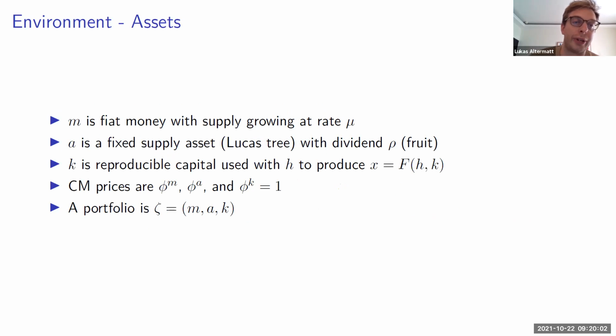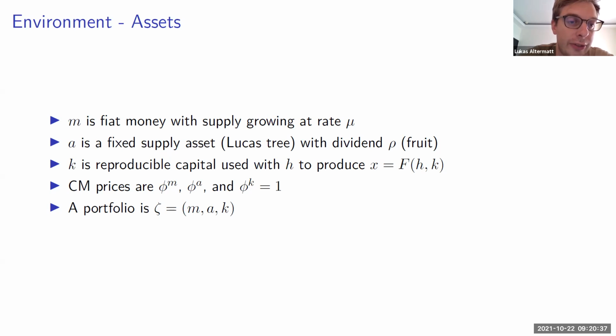Okay, so I already told you I have multiple assets, and I introduced capital already, so let me introduce money and assets now. M, money, is fiat money with supply growing at rate mu. For the first part of the presentation, we assume that mu is growing at a fixed rate, but then later I will also talk about interest rate pegs instead. Then A, the Lucas tree, is a fixed supply asset with dividend rho and typically interpreted as a fruit. And I already said K is reproducible capital, and it's used together with H to produce X.